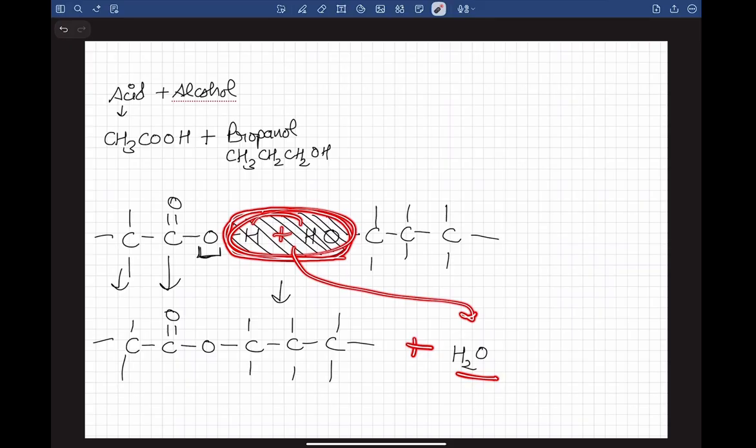But now, what about the ester? If this is all gone, H and OH is gone, so this oxygen present here will combine with the carbon directly. And you can see here, I've done the same thing. This is your ester. Let's do another example.